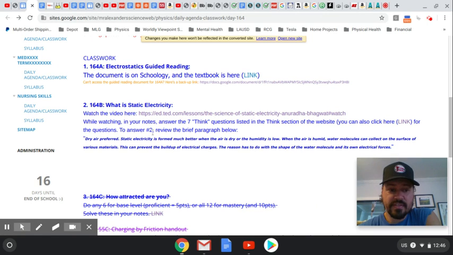And then to help you think about question number 2, I've given you some information here: when you're trying to make static electricity, it's better to have dry air. Static electricity is formed much better when the air is dry, aka the humidity is low. Here's why. When air is humid, water molecules can collect on the surface of materials, and this can prevent the buildup of electrical charges. I'm talking about static electricity. It is cool. The reason has to do with the shape of the water molecules and their own electrical forces.